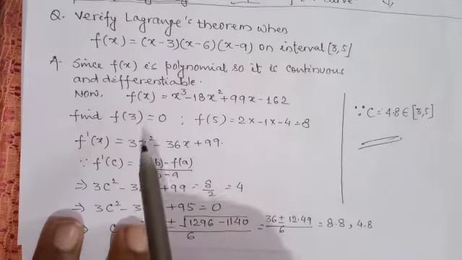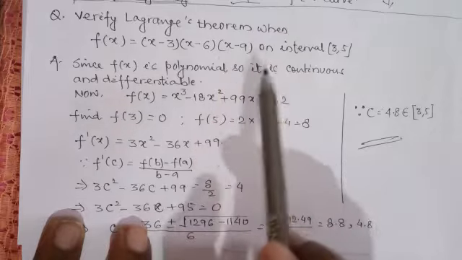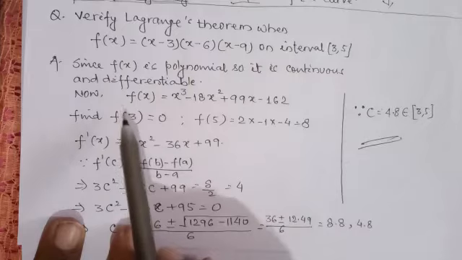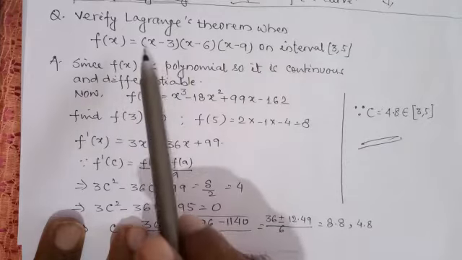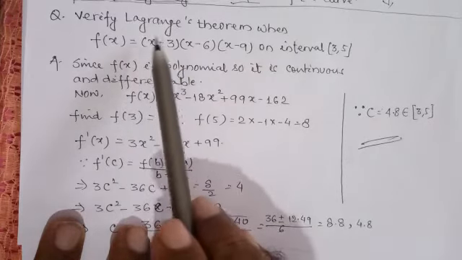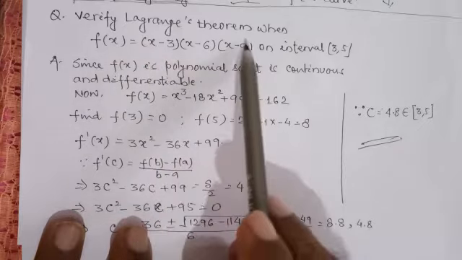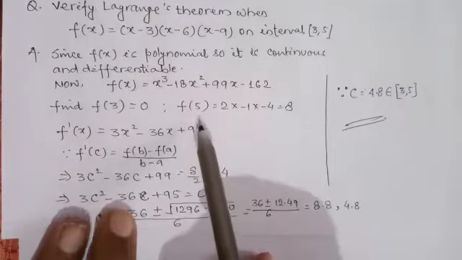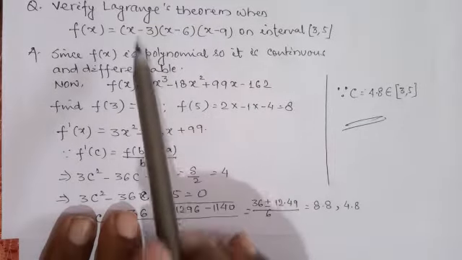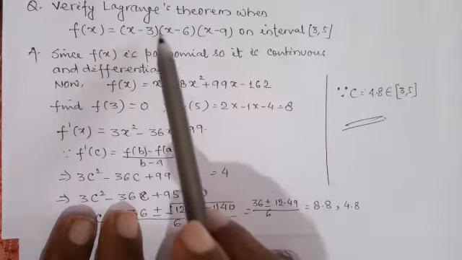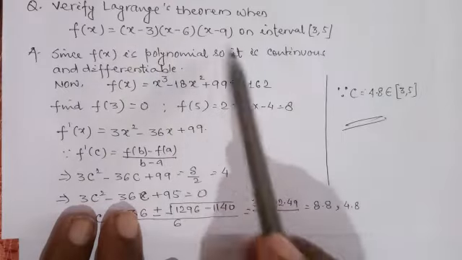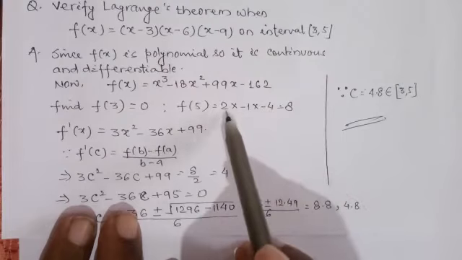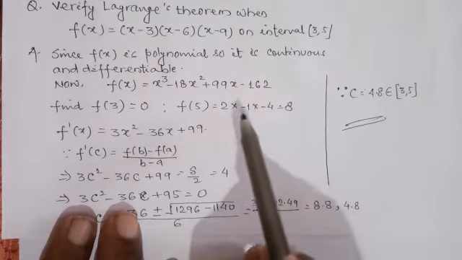Also we will calculate f(a) and f(b), because they are required in our problem. So f(3): put 3 here, so 3 minus 3 becomes 0. Due to this 0, the whole polynomial becomes 0, so f(3) is 0. f(5) means (5 minus 3) which is 2, into (5 minus 6) which is minus 1, into (5 minus 9) which is minus 4, that is plus 8.